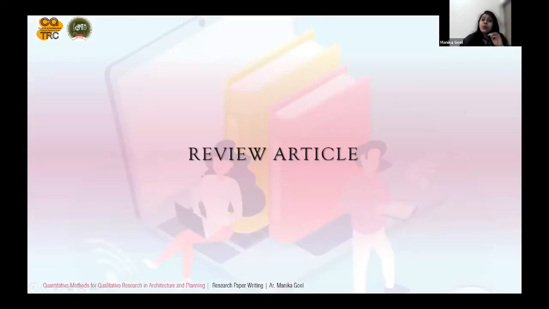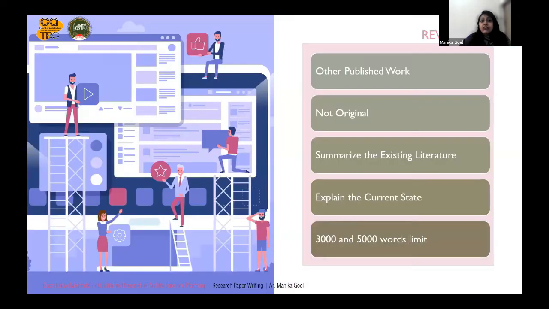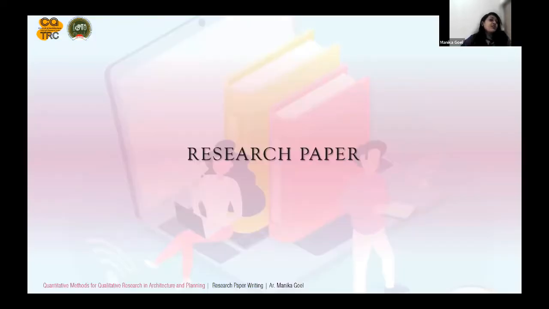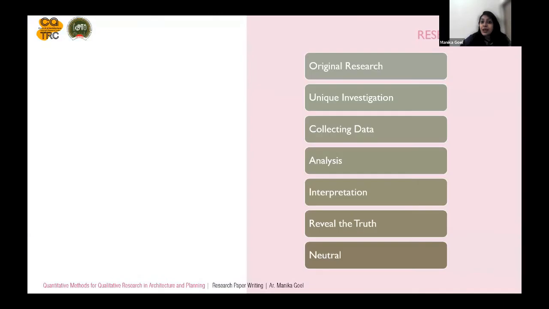Then next comes the review article, which is others' published work. It's not something which is original. You summarize the existing literature, you explain the current state, and it is mostly a 3,000 to 5,000 word limit. It is also mostly secondary data; you don't record primary data here. Whereas in a research paper, it is primary work, primary data you are doing here.